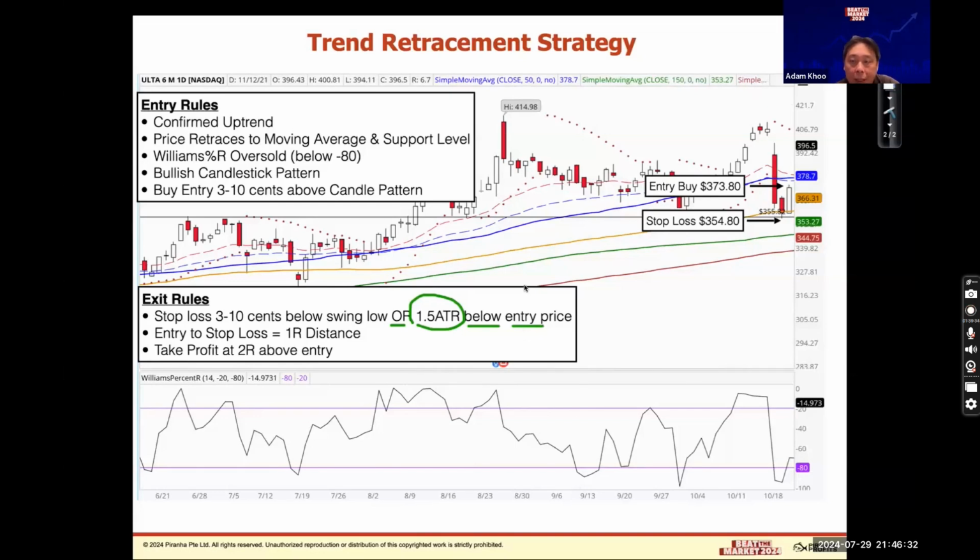So my stop loss must be below the swing low or 1.5 ATR below the entry price, whichever is lower. Now again, if you're not sure what ATR is, we'll cover this in detail in the course itself. But for now, I don't really have the time to go into that because ATR itself will take a bit of time. Okay, I'll tell you what, let me teach you anyway.